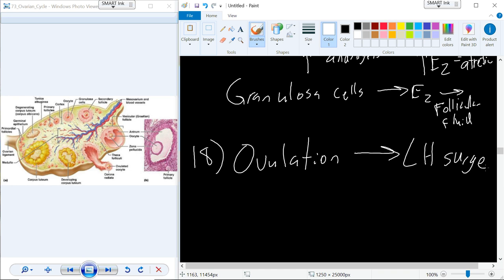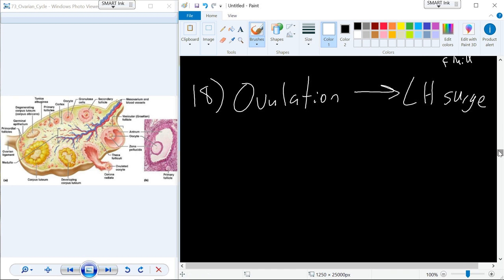Okay, and the answer is that we have to have this thing called the LH surge to induce ovulation. And to understand what's happening here with basically a bolus, or a large quantity of LH, dumping into the bloodstream to induce ovulation, it's important to remember our feedback mechanisms. So let's take a look at the feedback loop.